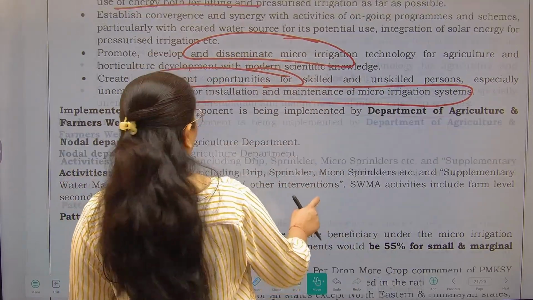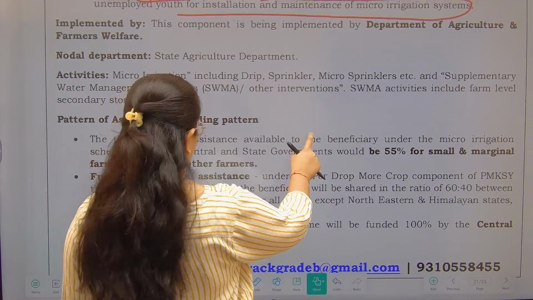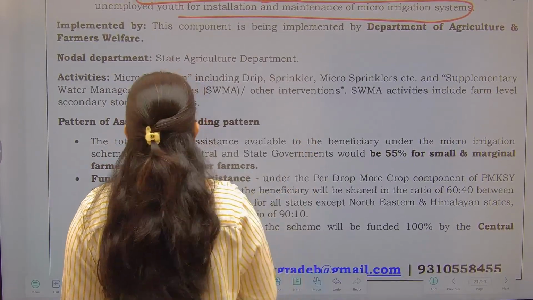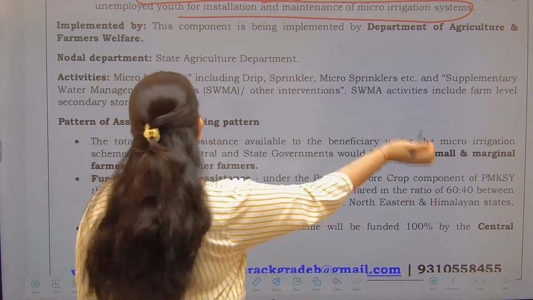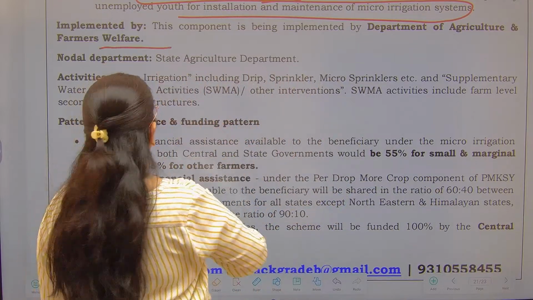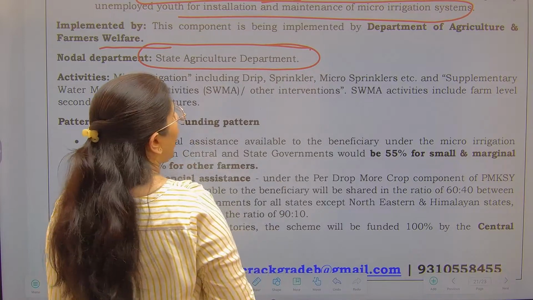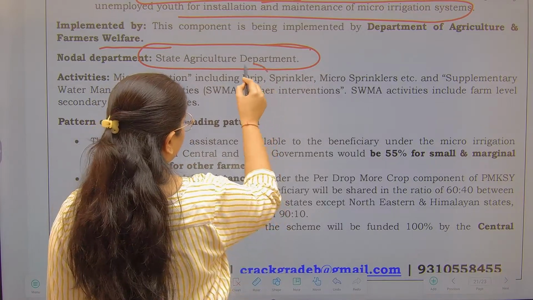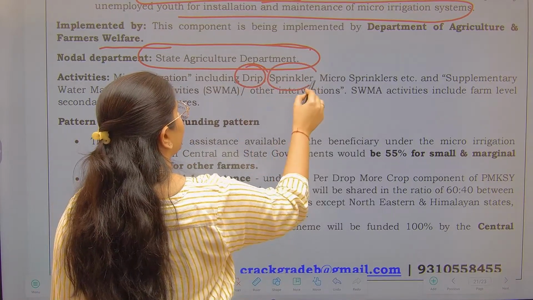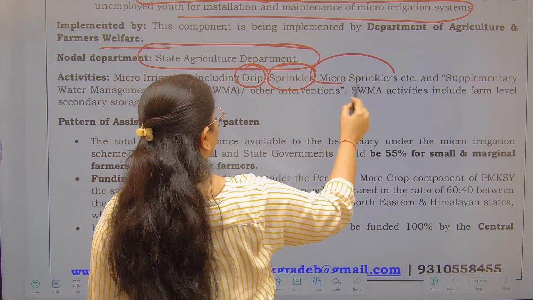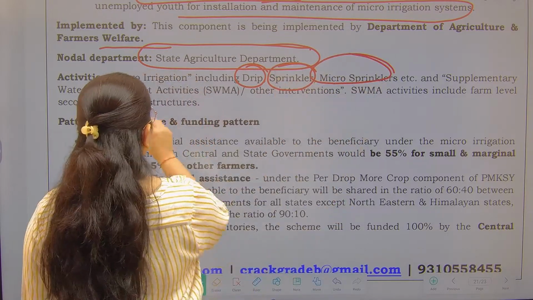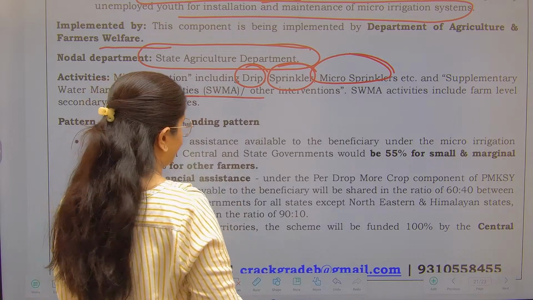Moving ahead to the important part of this particular piece of information. It is implemented by the Department of Agriculture and Farmers Welfare. Okay. Nodal departments are state agriculture departments. Activities. What kind of activities do we include? Drip irrigation, sprinkler irrigation, micro sprinklers, etc. and supplementary water management activities.